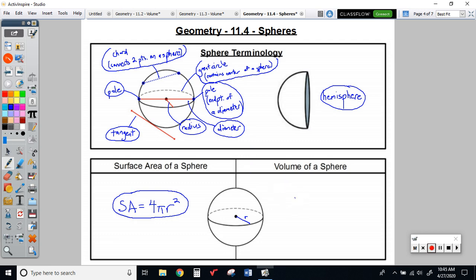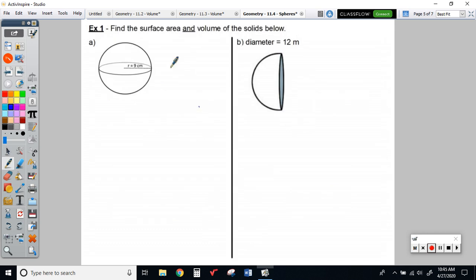And then the volume formula is 4/3 pi r cubed. This one definitely takes some higher level math to understand where that's coming from. It does come back to the idea that pyramids are 1/3 base times height, and then it combines that together with the surface area formula. Feel free to dig into that a little bit more if you're interested in the whys behind that, but you just need to know what the formulas are and understand how to use them for the purposes of this class. So for this first one, we're going to find surface area and volume of these solids. Let's start with surface area.